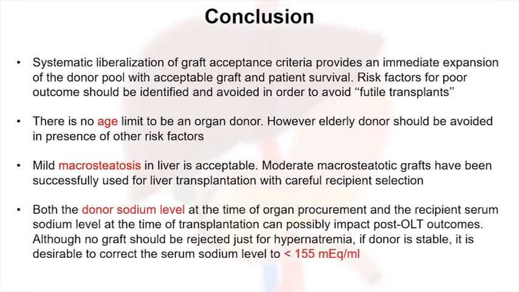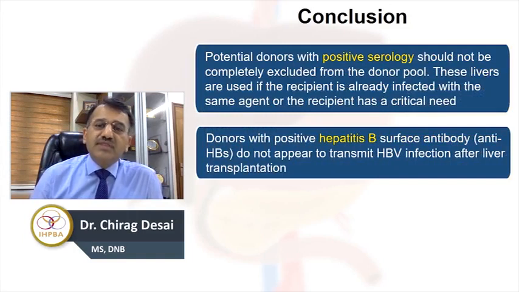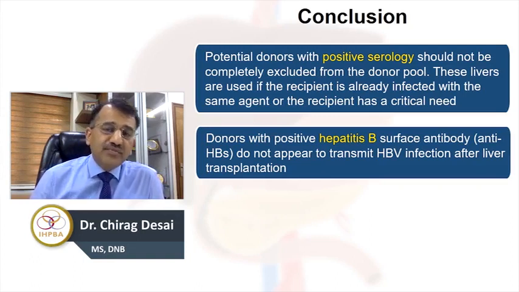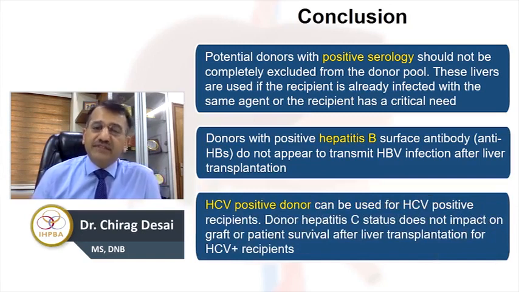Both donor sodium level as well as recipient sodium level is important. Although no graft should be rejected just on the basis of hypernatremia, if the donor is stable, it is desirable to correct the sodium level to below 155 milliequivalent per liter. Potential donors with positive serology should not be completely excluded. Donors with positive hepatitis B status should be used for hepatitis B patients. Those with anti-HBs antibodies present have no risk of transmitting hepatitis B. HCV positive donors should be used for HCV positive recipients.